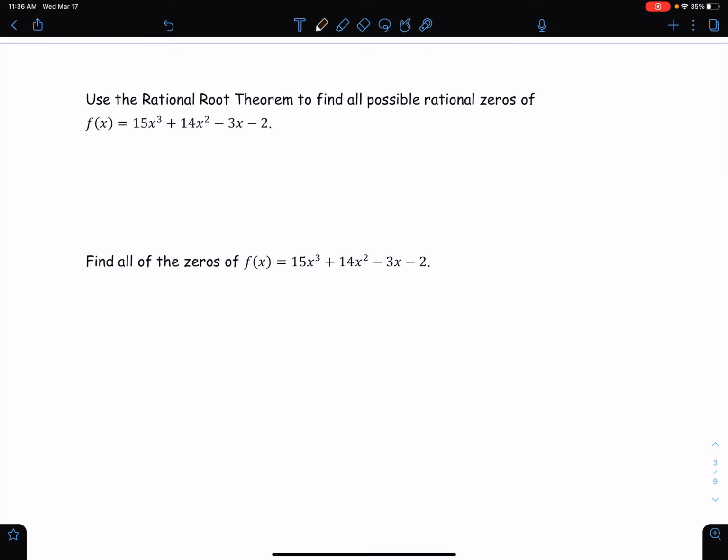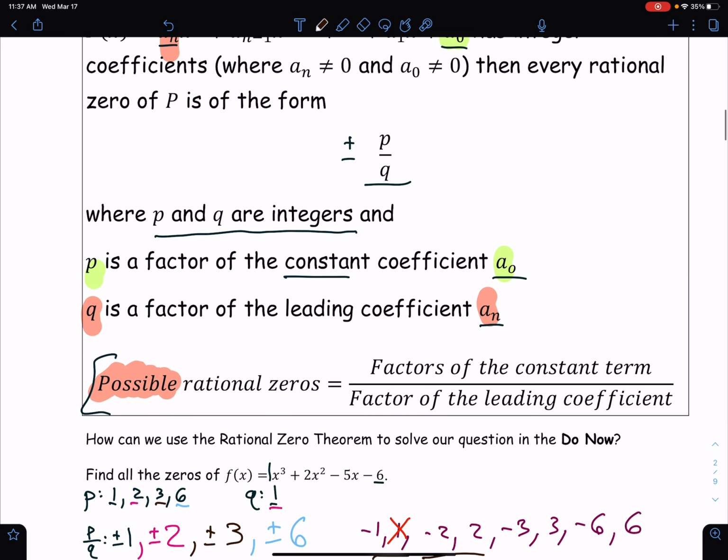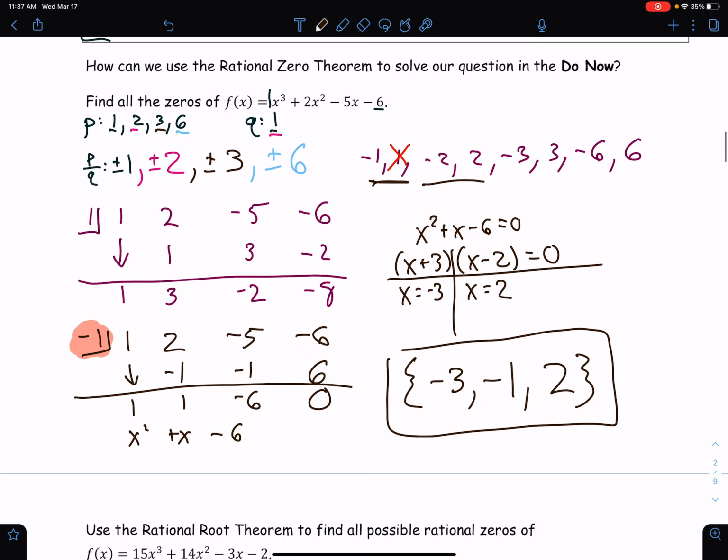So let's go on to the next page. So here's one. Look at our lead coefficient. It's 15. So we're going to have some factors for Q and some factors for P here. So it says use the rational root theorem to find all possible rational zeros of f of x. First thing you want to do is list the factors of the constant and then list the factors of the lead coefficient. Because remember, back to the rational root theorem, we want to look at all the values that P over Q can be. So let's start.